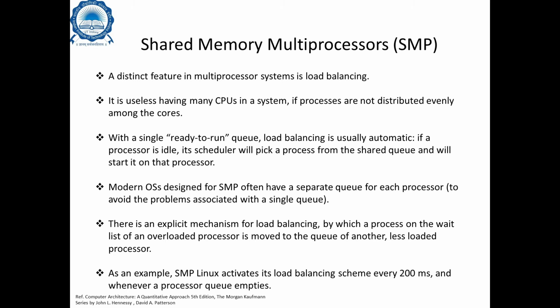Modern operating systems designed for SMP often have a separate queue for each processor to avoid the problems associated with a single queue. And there is an explicit mechanism for load balancing by which a process on the wait list of an overloaded processor is moved to the queue of another less loaded processor. So this is the concept of load balancing. As an example, shared memory multiprocessor Linux activates its load balancing scheme every 200 milliseconds, and whenever a processor queue empties, it will keep doing the work.